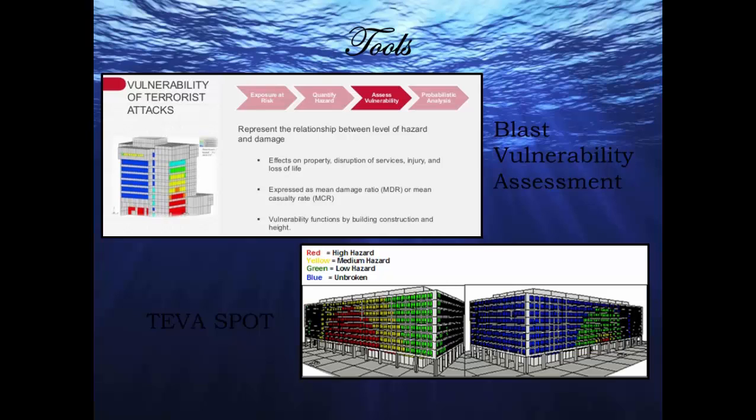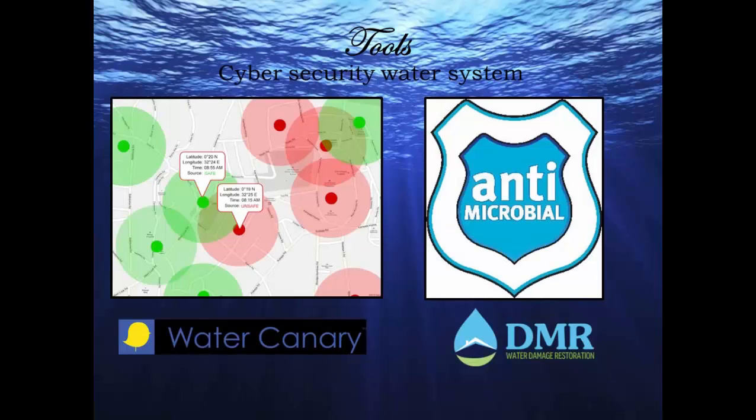The Consequence Estimation Tool, a component of the Threat Ensemble Vulnerability Assessment Sensor Placement Optimization, that is EVA Spot. It allows water utilities to estimate health consequences, risks, and vulnerabilities from contamination. There is also Canary. Canary is an algorithm to evaluate water quality sensor responses and identify changes in water quality that could indicate a contamination event.